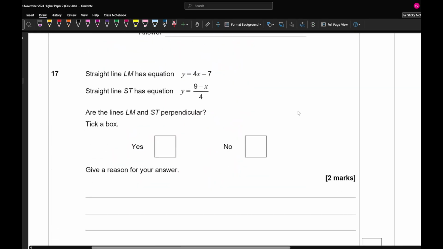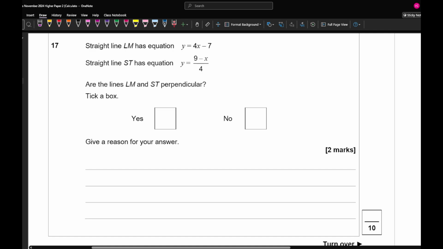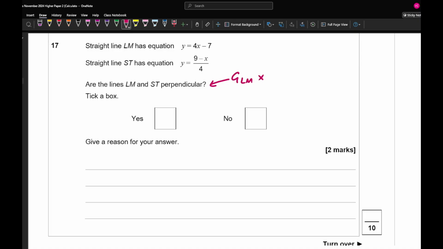Moving on to question 17, it says that the line LM has an equation of y equals 4x minus 7 and a straight line ST has an equation of y equals 9 minus x over 4. And the question is asking, are the lines LM and ST perpendicular? So if they are perpendicular, then the gradient of LM multiplied by the gradient of ST should equal minus 1. So what I need to do is work out the gradients by looking at the equations, what the gradients are of those two lines.